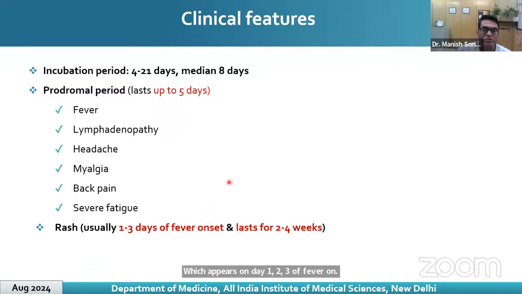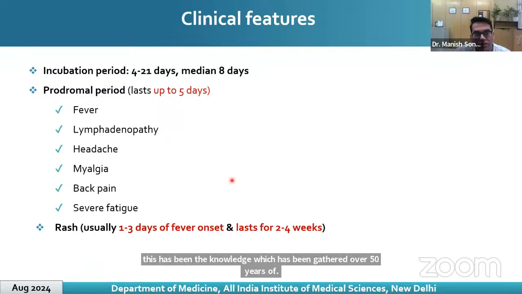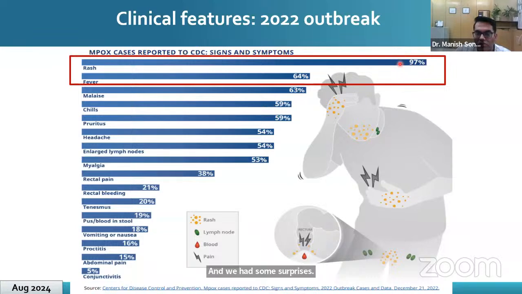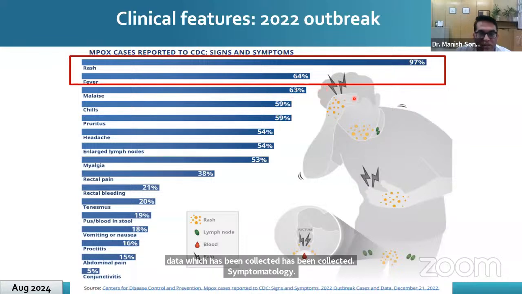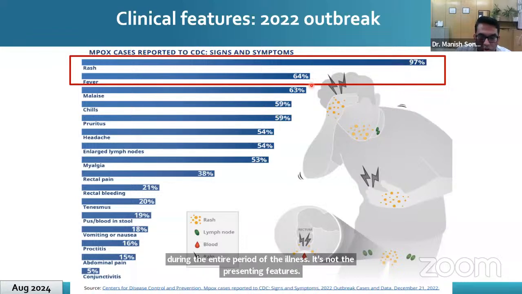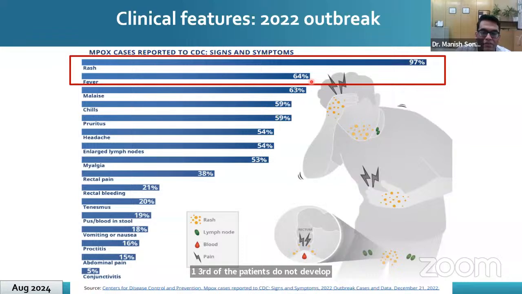Now, this is the knowledge gathered over 50 years of Mpox, which has been endemic in the African countries. But then we had an outbreak in 2022, and we had some surprises. Rash is universal, seen in nearly all patients. Fever was missing in one third of the patients. And this is symptomatology data collected across the entire period of the illness. It's not the presenting features. So one third of the patients do not develop fever during the entire course of the illness.